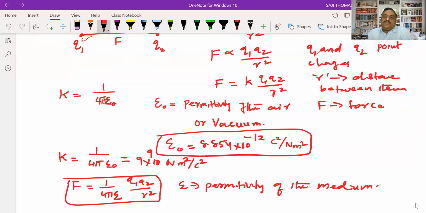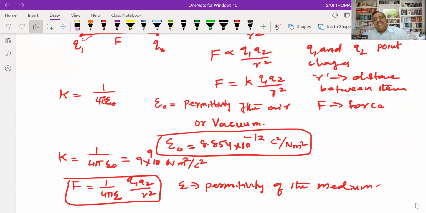So what is the statement of Coulomb's law? Coulomb's law states that the electrostatic force between 2 point charges is directly proportional to the product of the magnitude of the charges and inversely proportional to the square of the distance between them. Children, you remember Coulomb's law is valid only for point charges. Okay, here what is epsilon 0? Permittivity of air or vacuum.